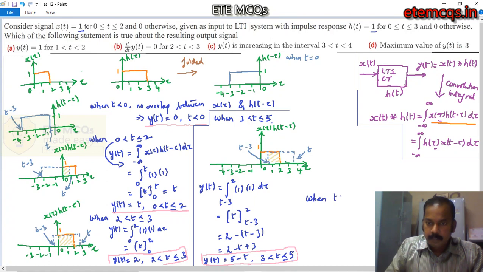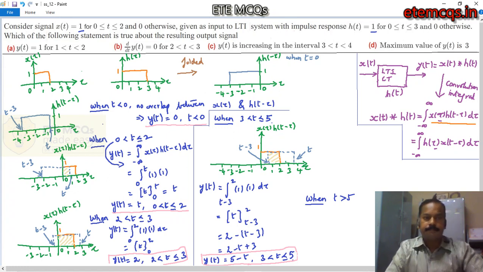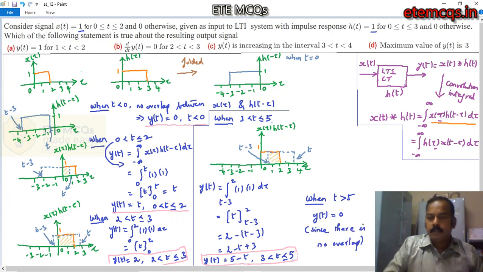T is greater than 5. So this is case 1, case 2, case 3, case 4 is between 3 and 5, and this will be the next case. When t is greater than 5, there is no overlap. You can just notice that at 5 you will have t minus 3 outside 2. So there is no region of overlap. Since there is no region of overlap, y of t is equal to 0. Similar to the t less than 0 case, even for t greater than 5, there is no overlap between both the signals. Hence output is 0.